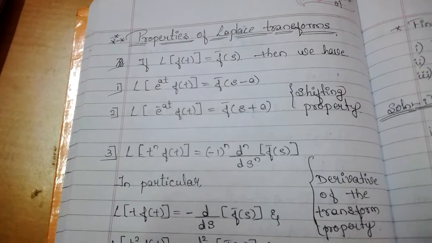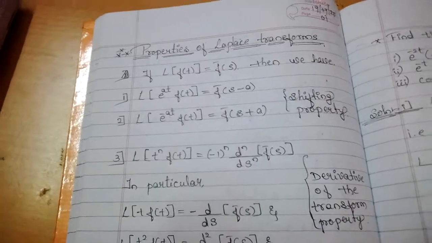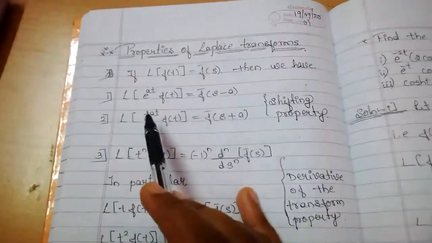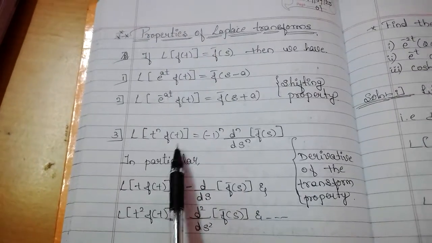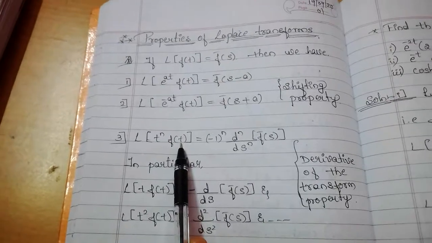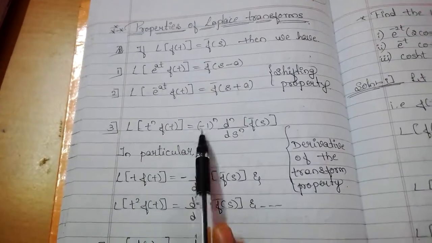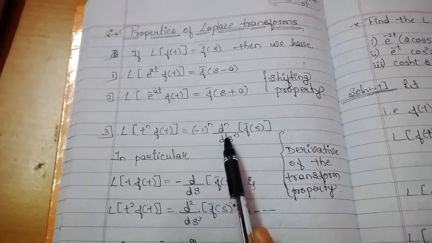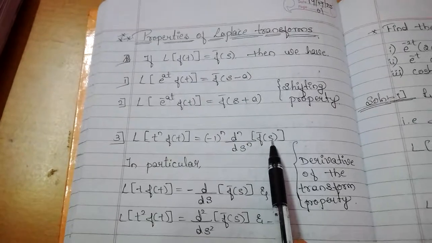You already know how to find the Laplace transform of the given function when given function is of the form e raised to at f of t. Today we will solve examples when the given function is of the form t raised to n into f of t. We know that Laplace transform of t raised to n into f of t is minus 1 raised to n d raised to n divided by ds raised to n of f bar of s.